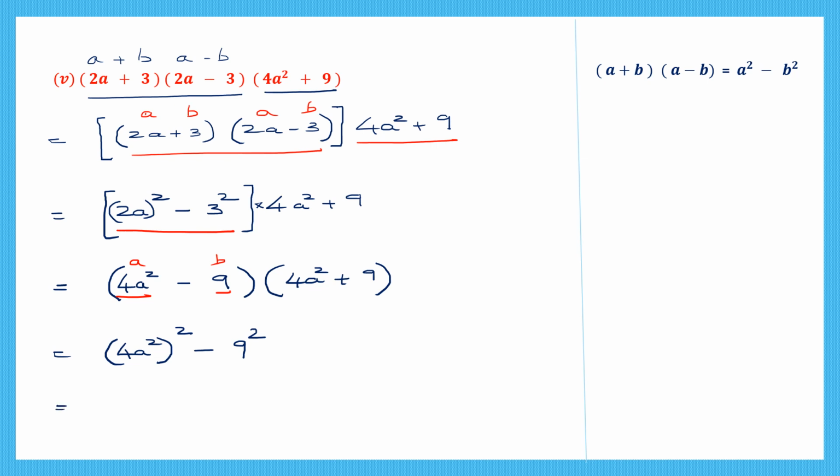So now 4 4's are 16. So let's write 16, and now (a square) raised to the power of 2. So we multiply the powers. So a to the power of 2 into 2, which is a to the power of 4, minus 9 square means 9 nines are 81. So what is our answer? 16a to the power of 4 minus 81.